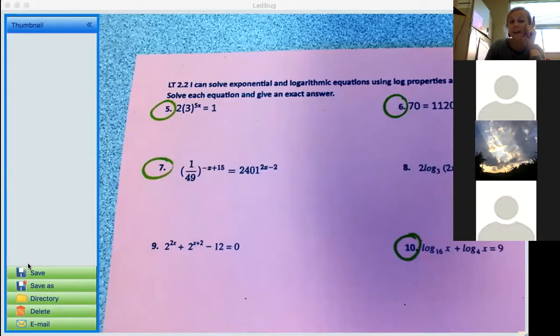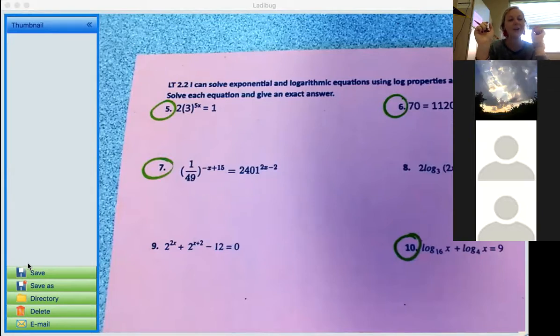Get the same bases. There we go. Get the bases the same. And if you can't do that, then I'm going to take the log of both sides. Y'all remember your goal steps. What does G stand for? Get the same bases. And if you can't do that, then you take the log of both sides. Remember your steps for solving, okay?